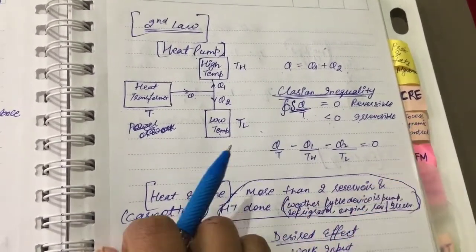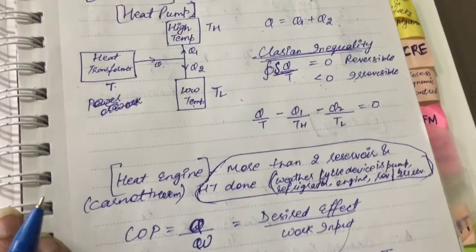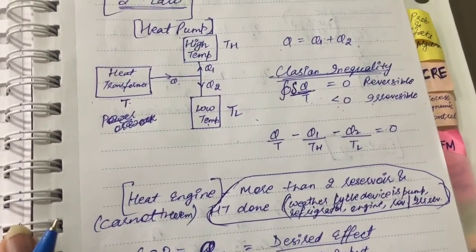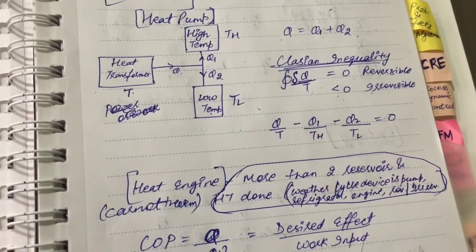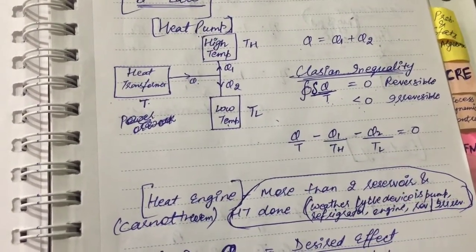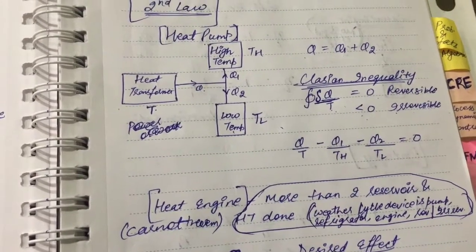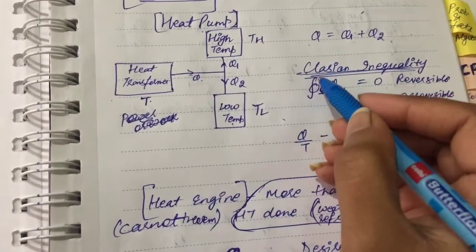So the equality states that there is no internal irreversibility as the system executes the cycle, and the inequality applies when internal irreversibilities are present. So basically Clausius inequality is the mathematical form of the second law of thermodynamics for a closed system undergoing a cyclic process.